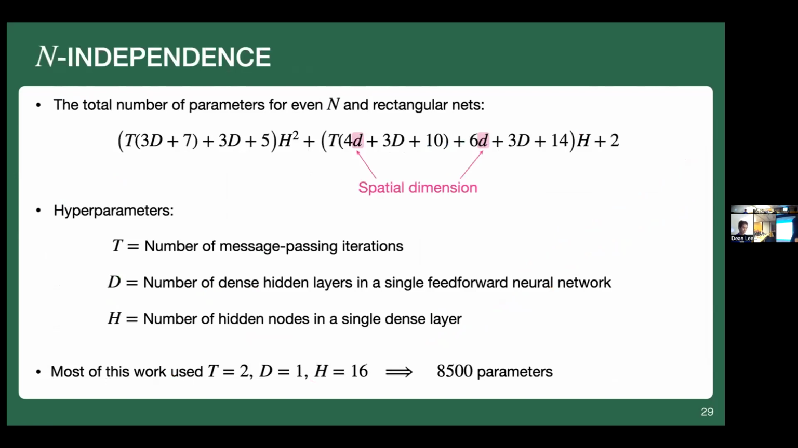One also really nice feature about this ansatz is that it's independent of the particle number. So we worked out exactly how many parameters you need. The only model dependent part is the spatial dimension here. Everything else is a hyperparameter. So here are the numbers that we actually used throughout most of this work. It ends up having 8,500 parameters. I don't know if you think that's a lot or a little, but yesterday some people were using 5,000 parameters for MNIST and things like that. So I think that this is actually scaling pretty well.